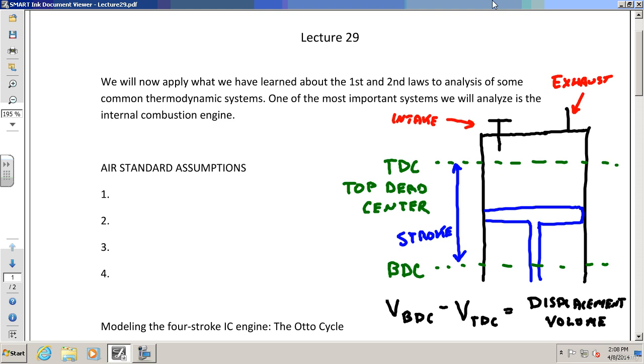The more volume you've got between bottom dead center and top dead center, and that's, of course, per cylinder. You probably have more than one. I don't know of a car that's just one cylinder, not on the road today at least. That combined volume of all the cylinders gives you the displacement volume.